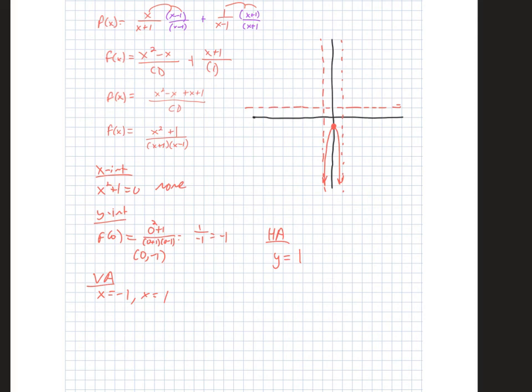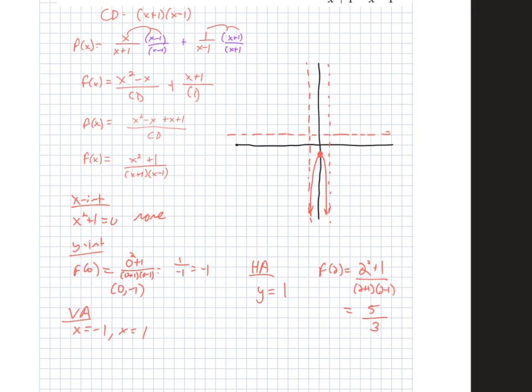So again, I'm just going to find values here. 2 is on that right-hand side, so I'm going to find out what f of 2 is. And then on the left-hand side, f of negative 2, and I should be pretty good. So f of 2 is going to become 2 squared plus 1 over 2 plus 1 times 2 minus 1. That's 5 on the top and 3 on the bottom. So 2 comma 5 thirds, which is 1 and 2 thirds.